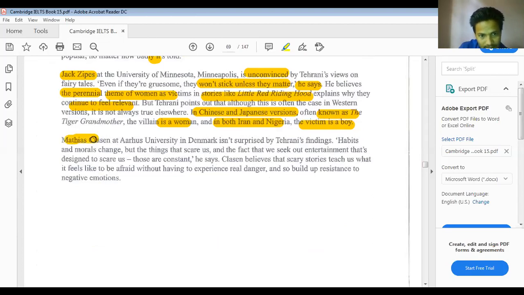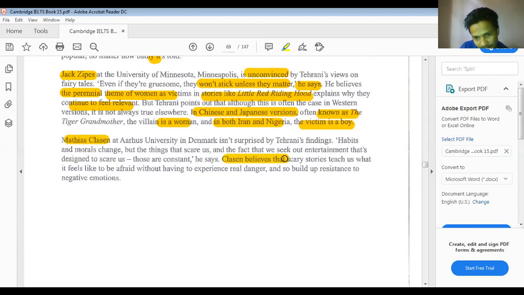Okay, this man from the University is surprised. He isn't surprised by their findings, habits, and moral changes, but by the things that scare us, and the fact that we seek out entertainment that's designed to scare us. Those are contrasts, he says. Okay, this is the answer.